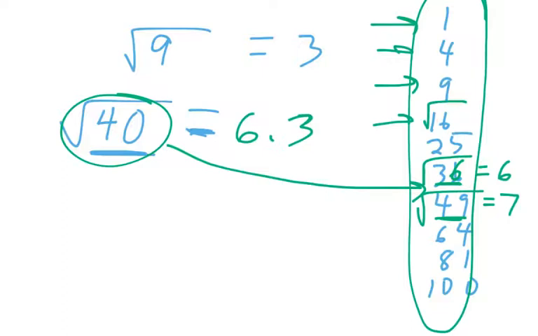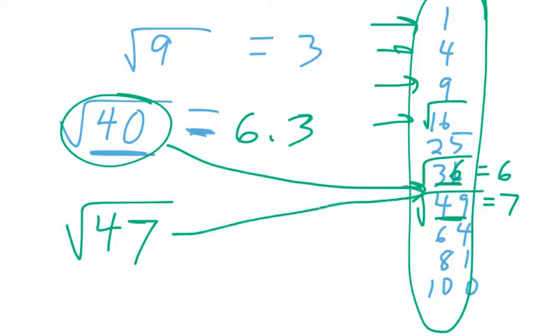Now let me give another example related to that problem. Let's say we have the square root of 47. Well, the square root of 47 is between 6 and 7, right? But see how the square root of 47 is closer to 49? So this answer here is probably going to be about 6.8 or 6.9. And again, to get the exact answer, you would type it in your calculator. But this gives you a way of also estimating square roots using your knowledge of perfect squares.